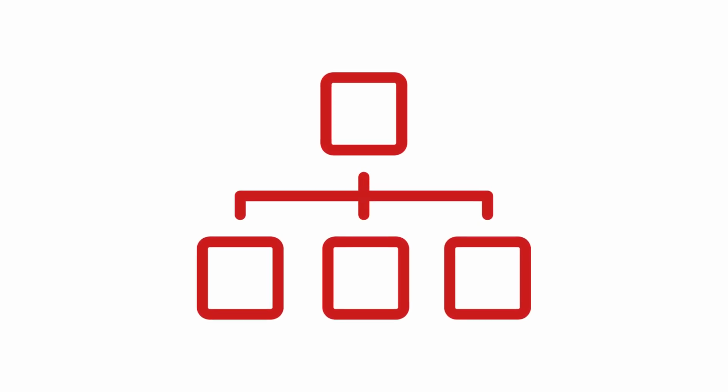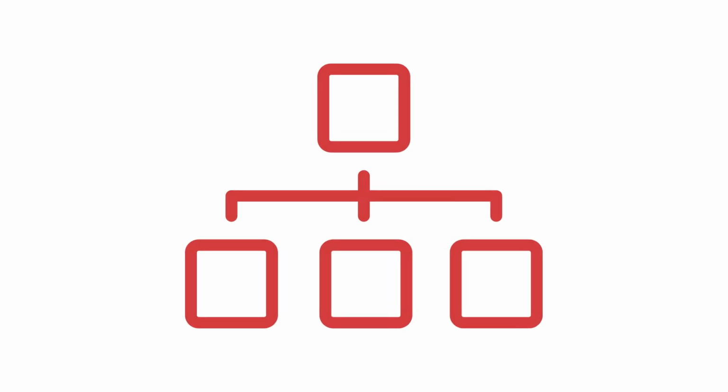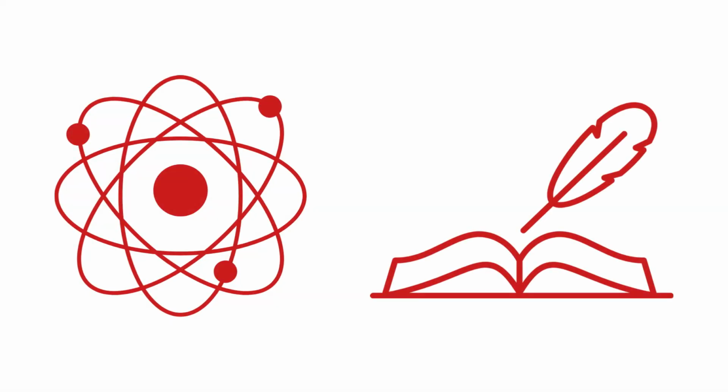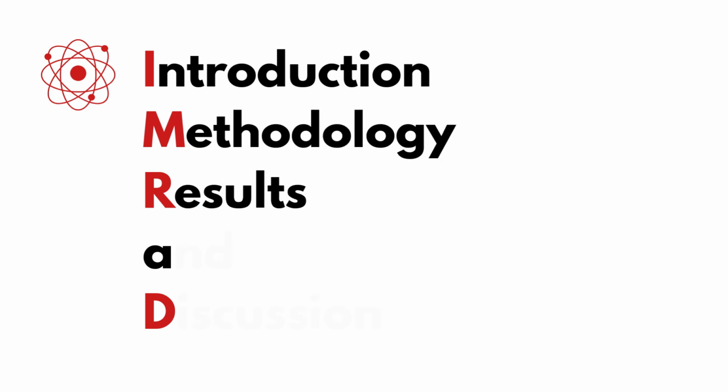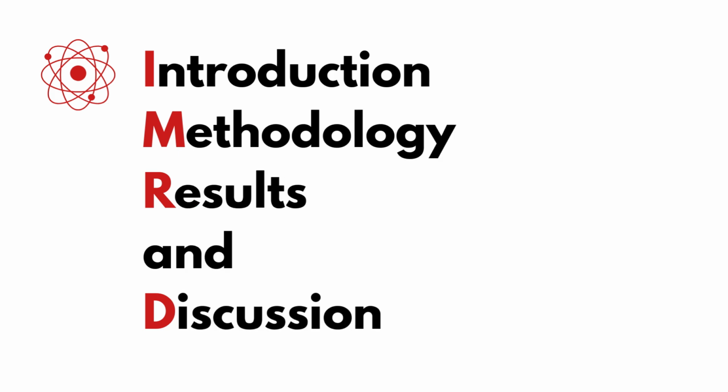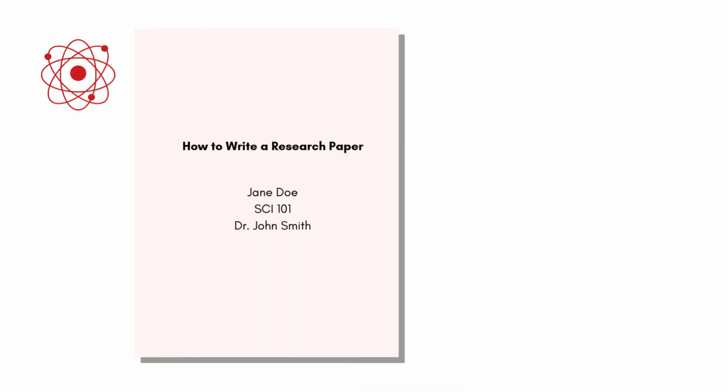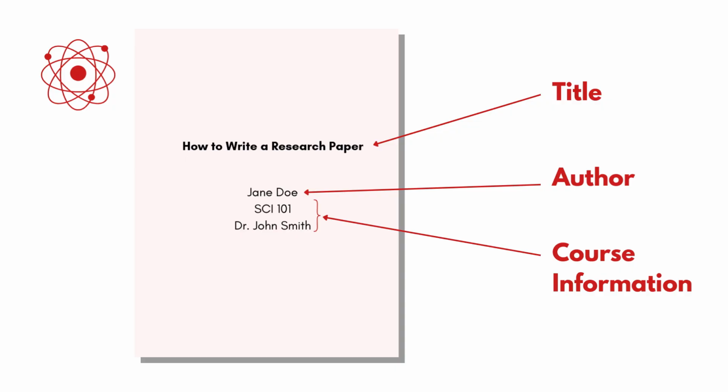Let's take a look at the structure of two different types of research papers, one in the sciences and another in the humanities. In the sciences, research papers typically follow the IMRAD format, which stands for Introduction, Methodology, Results, and Discussion. These are the primary sections of this kind of research paper, but there's still more to it than that. First, we begin with the title page, which includes basic information about your paper, including its title, author, and course information. The information you include here may depend on your instructor's specifications.